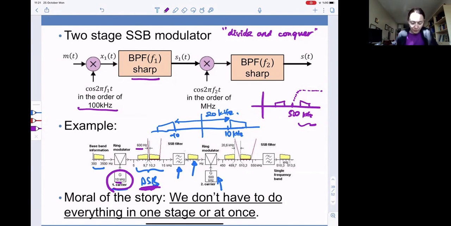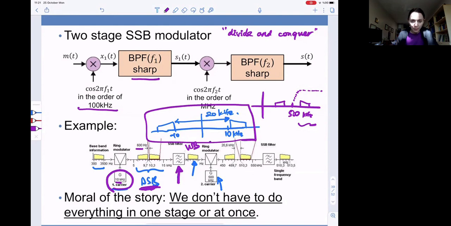And then by this filter discriminator method, we obtain the upper sideband signal. The upper sideband signal looks like this. Now we feed this upper sideband signal into the second modulator. This time, we are raising it up to 500 kilohertz.